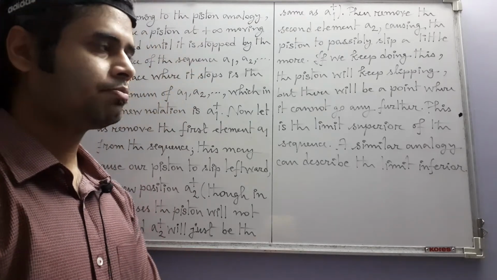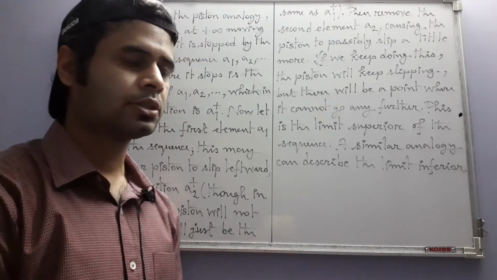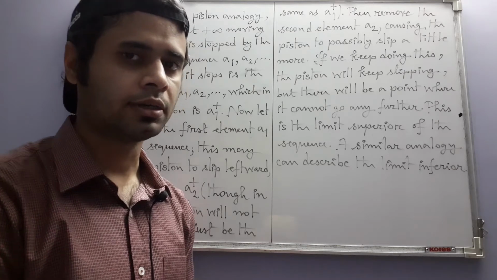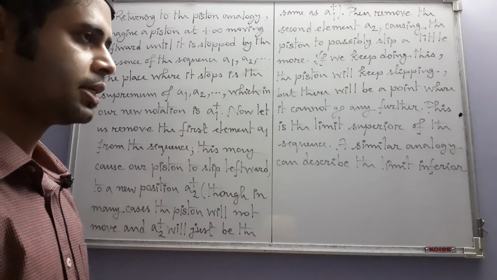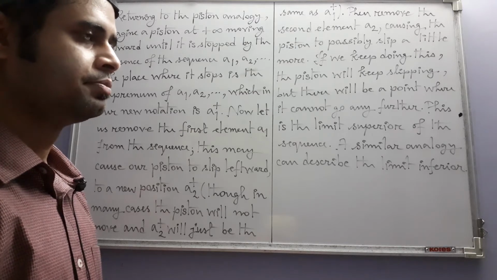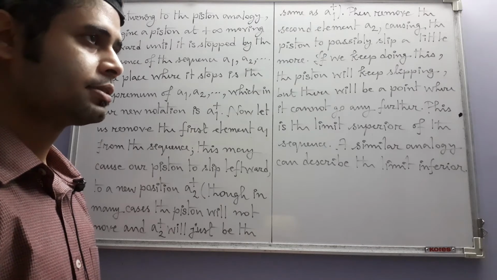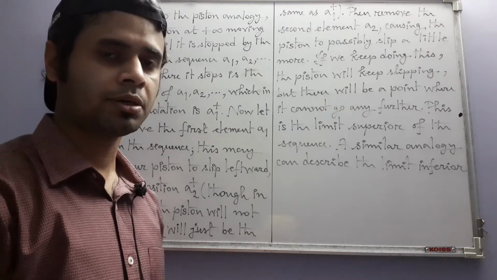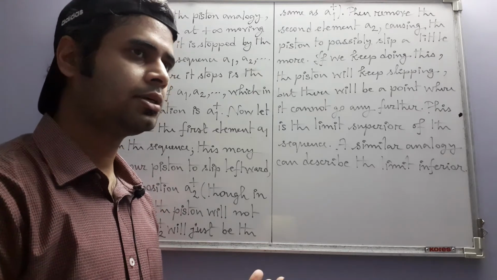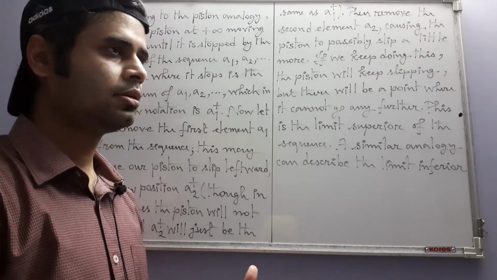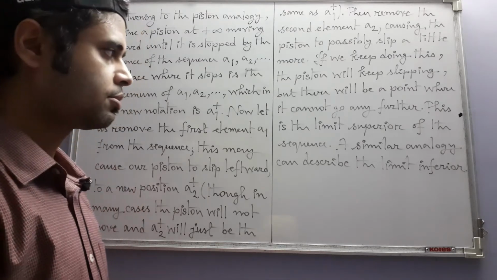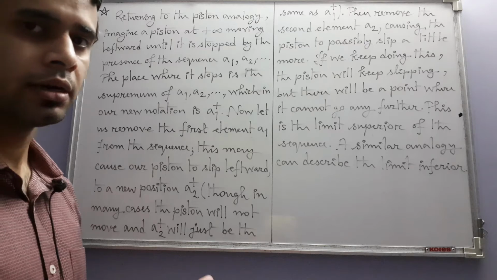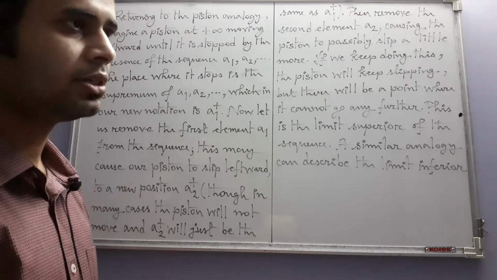Okay, so in the previous analysis video, we saw the notions of limit superior and limit inferior of a sequence of real numbers. Now, just like in the case of supremum and infimum of a sequence of real numbers, where you may remember that we used moving pistons to understand those concepts, a similar thing can be done here also for limit superior and limit inferior.